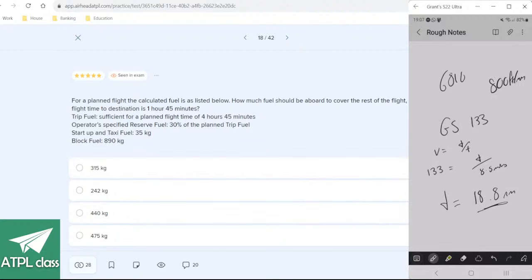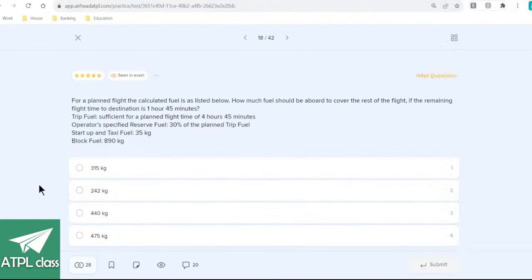For a planned flight, the calculated fuel is listed below. How much fuel should be aboard to cover the rest of the flight if the remaining flight time to destination is 1 hour 45? Trip fuel sufficient for a planned flight time of 4 hours 45. Operator specified reserve fuel 30% of the trip fuel. Right, what is the question? How much fuel should be on board to cover the rest of the flight if the remaining flight time to destination is 1 hour 45?